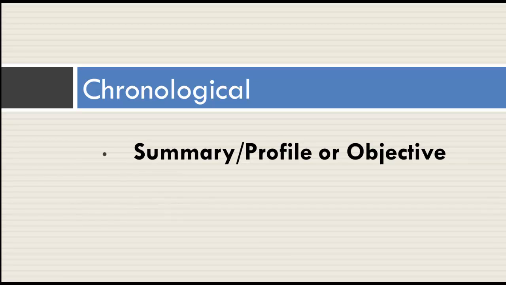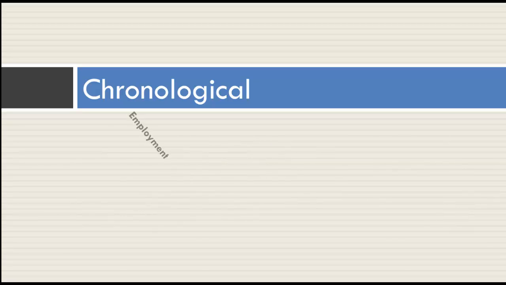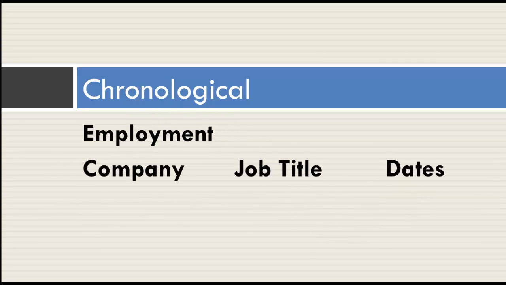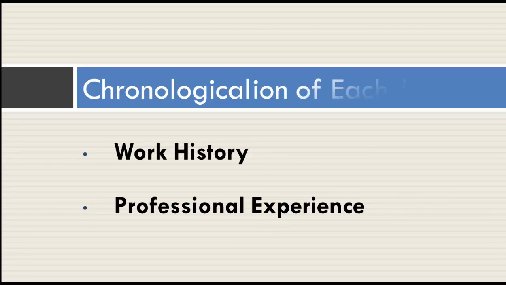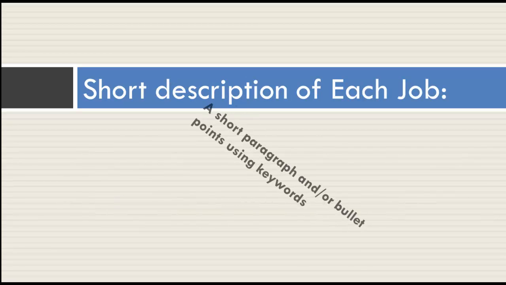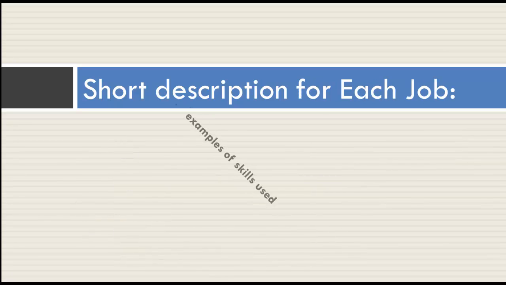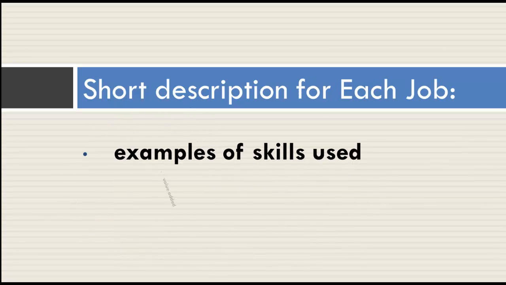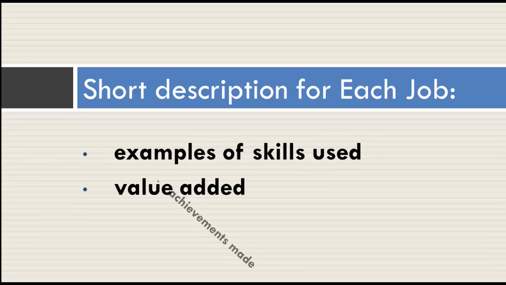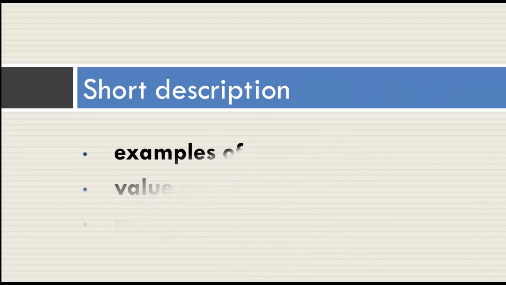So the next section is employment in reverse chronological order, company and location, job title and dates. You might call this work history or professional experience instead. And underneath each job you'd write a short paragraph, perhaps a couple of lines saying what your duties and responsibilities were, and that goes underneath. And then you might have bullet points with examples of the skills that you used, the value that you added to the company, and any achievements that you made.